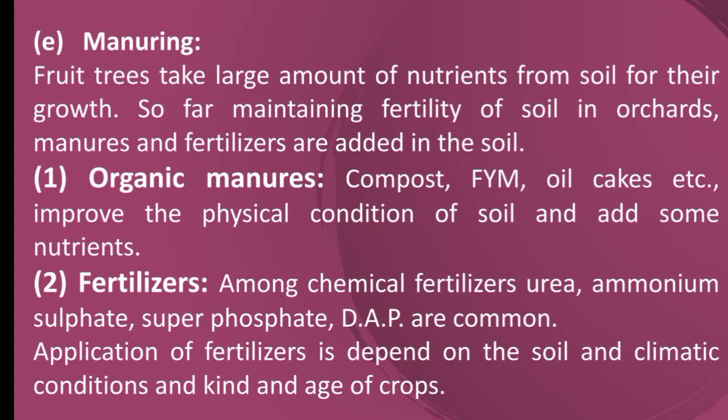Second is fertilizers. Among chemical fertilizers, urea, ammonium sulfate, sulfate phosphate, and DAP are common. Application of fertilizer depends on the soil and climatic conditions and the kind and age of the crops. Therefore, we need some soil analysis for every crop that we are going to put in a certain area, for you to compute the needed nutrients, not harm the soil, and not waste fertilizers and money to apply fertilizers which cannot be used by the plants.